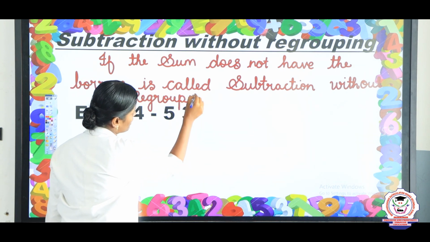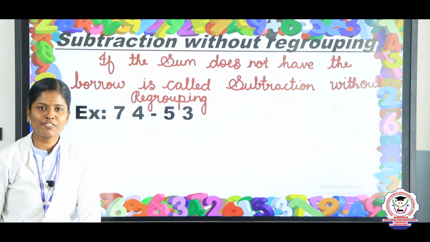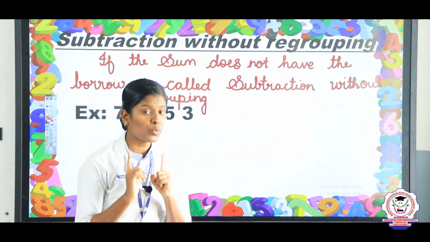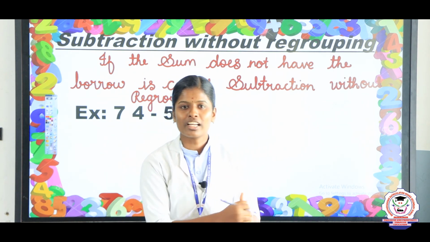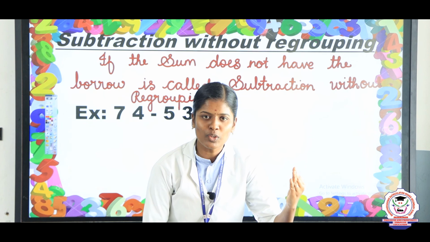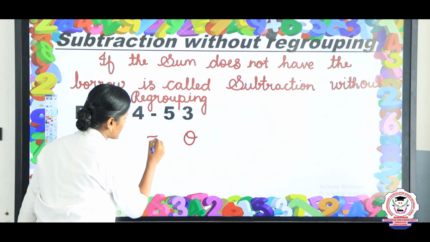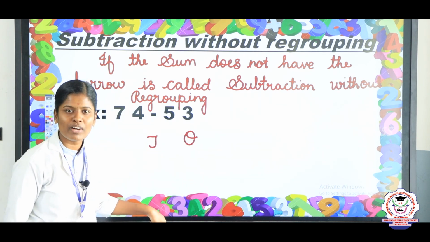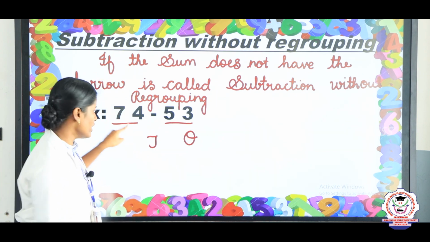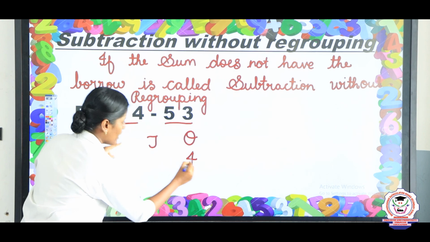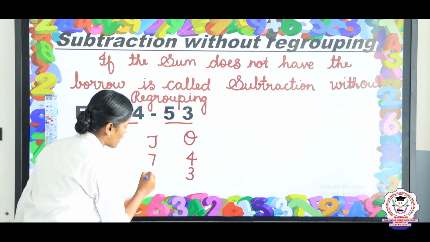So listen my children, the first question they have given is 74 minus 53. I hope everyone knows when we are doing a subtraction or addition problem, first we write the place values. Our first place value is ones and our second place value is tens. Now we write the ones place 4 and the tens place 7. Here the ones place value is 3 and the tens place value is 5.